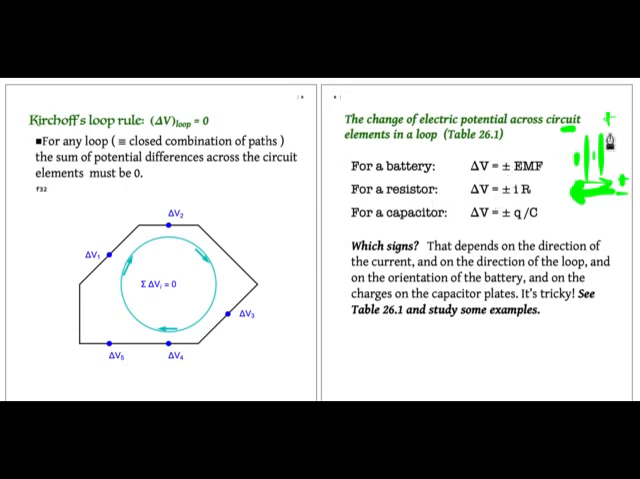Now, what about a resistor? All right, so that was for a battery. Now let's consider a resistor. Suppose I have a resistor, and suppose there's current going this direction. And suppose I'm analyzing the change in potential in this direction.